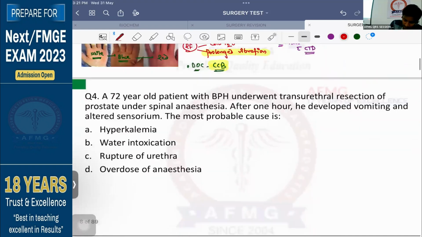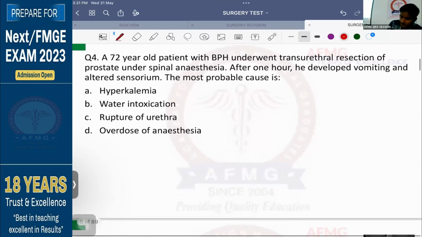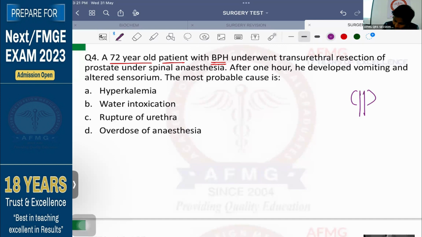Question number 4. A 72-year-old patient with BPH. What is BPH? Benign prostatic hyperplasia. What is hyperplasia? Increase in number of the cells. If the cells increase in number, definitely the size of the prostate will also increase. And what is going through the prostate? The prostatic urethra passes through it.